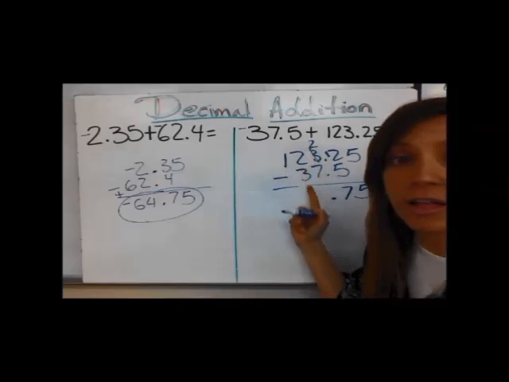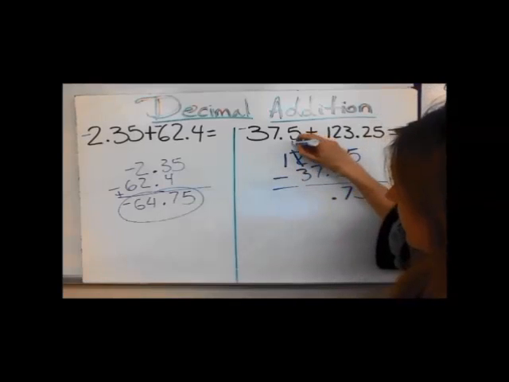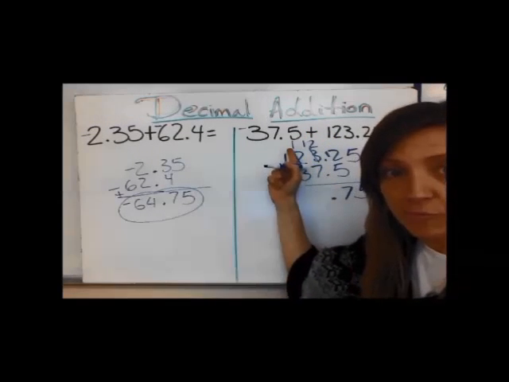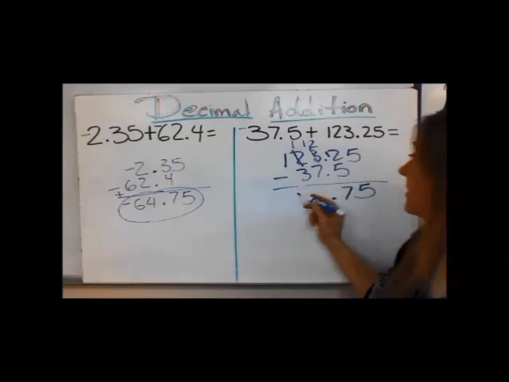Now I have $2 minus $7. Can't do it. So I need to borrow from my tens. I took a $10 bill away from this 20. I have 1 ten left, and I brought 10 over into my ones place. Now I have 12. 12 minus 7 is 5.